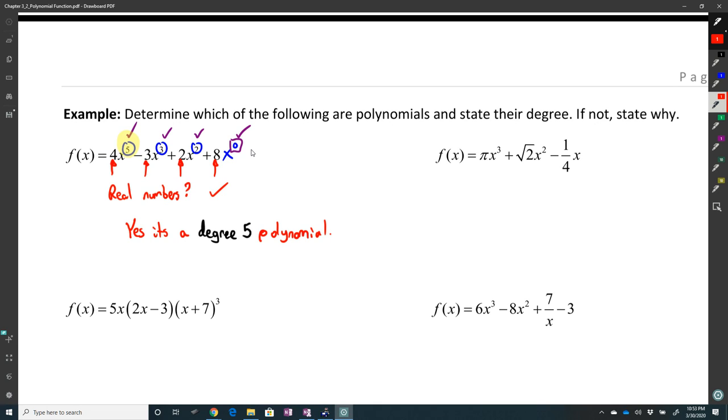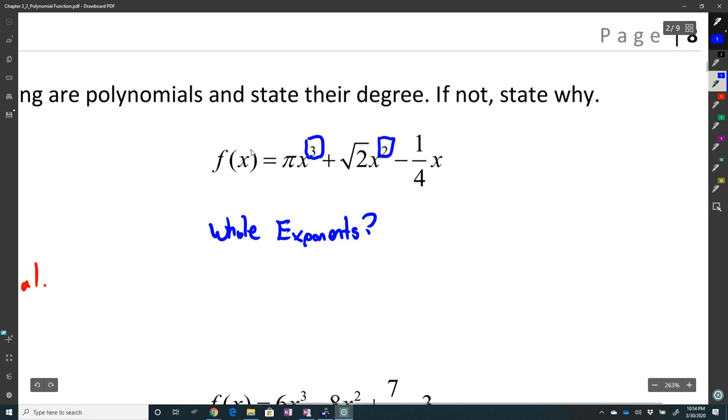All right. Next, if we go to the next one, our first rule is to look at the exponents. So are the exponents whole numbers? So the exponents are these guys right here. So let me zoom in so I can draw on it better. This is really x to the 1. So my exponents are 3, 2, and 1. Yes, those are whole numbers.